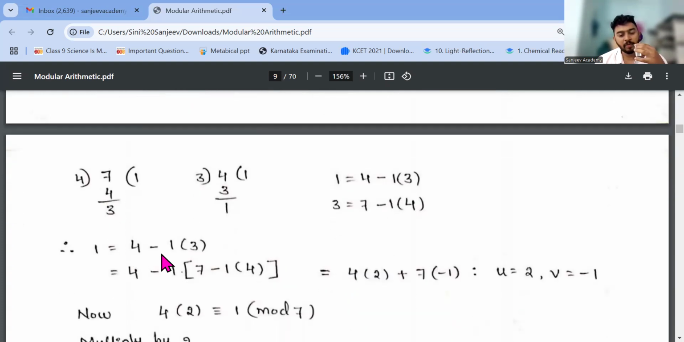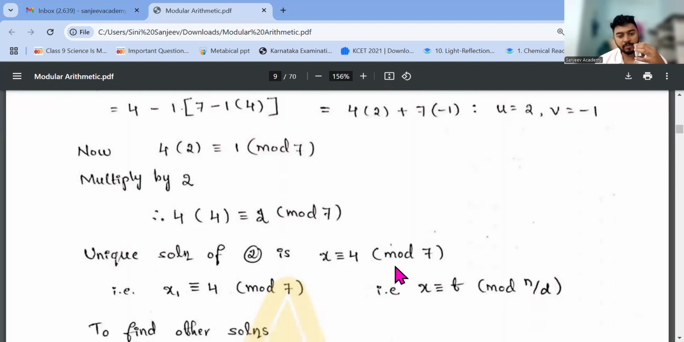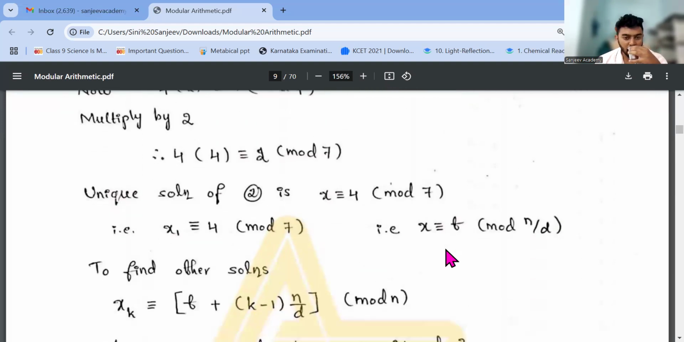So 1 is equal to 4 minus 1 into 3. So instead of 3, put this value in and we will multiply by 2. So 4 into 2 into 4, 2. So x is equal to 4 mod 7 in extension of 2. So x1 is equal to 4 mod 7, that is x congruent to t mod n by d.